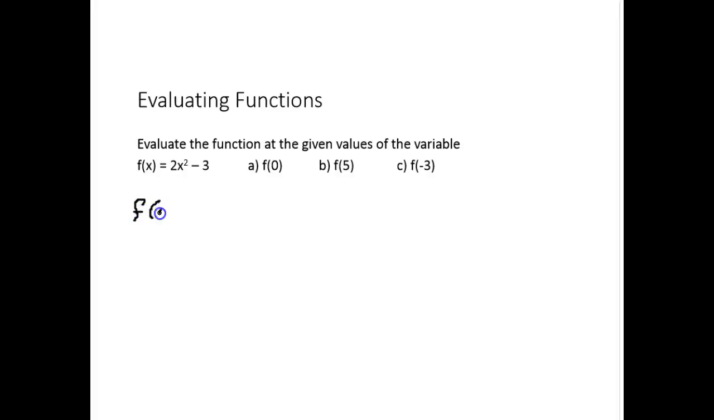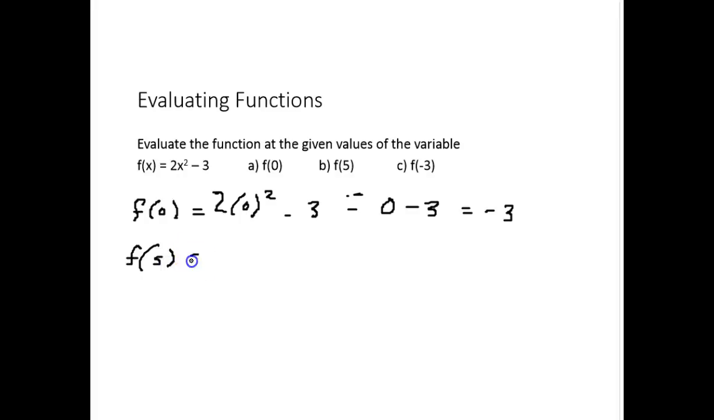F of 0 equals, that's a stray sign there, equals 2 times 0 squared, minus 3. I'm betting you will see one like this with a square on it. Well, 0 squared is 0, so 2 times 0 is 0. 0 minus 3 equals -3. So f of 0 is -3. Let's look at f of 5.